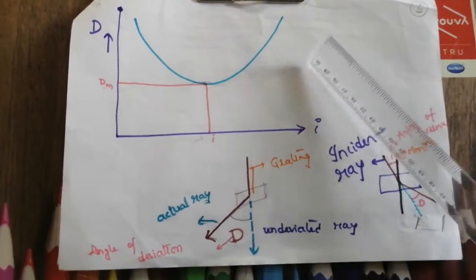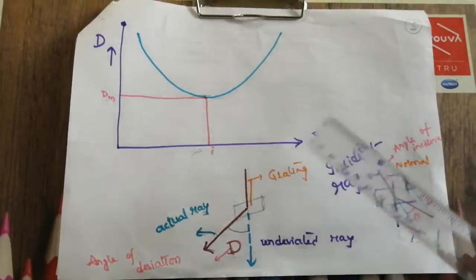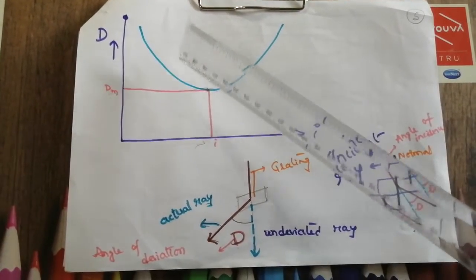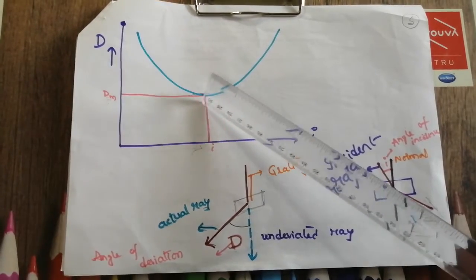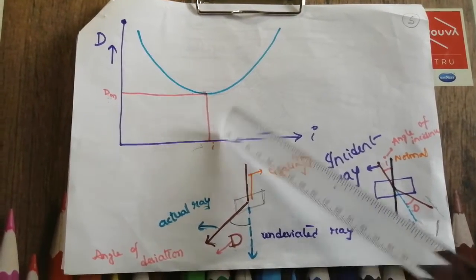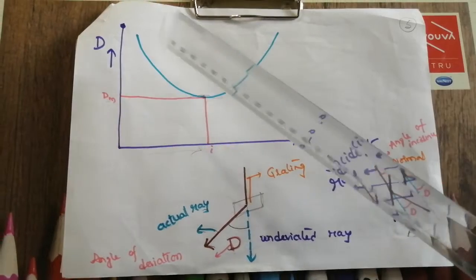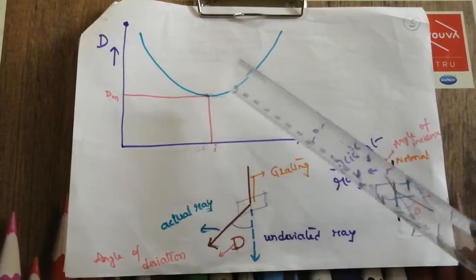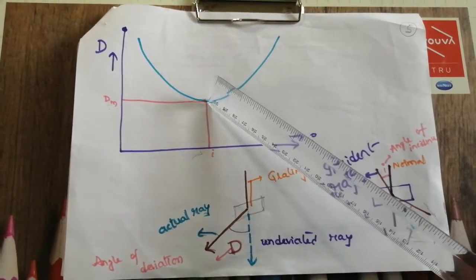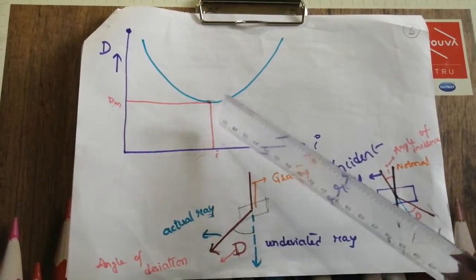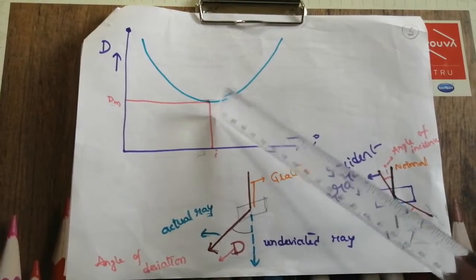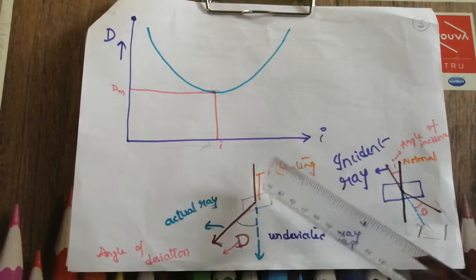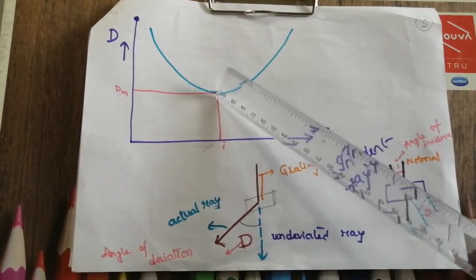If you draw a graph of angle of incidence versus angle of deviation, the graph will look like this. The deviation will be minimum for a particular angle I, and it increases again. That means it decreases, reaches a minimum and increases again. This minimum value is known as the angle of minimum deviation. To find this minimum deviation, you have to rotate the prism table to get the minimum position.